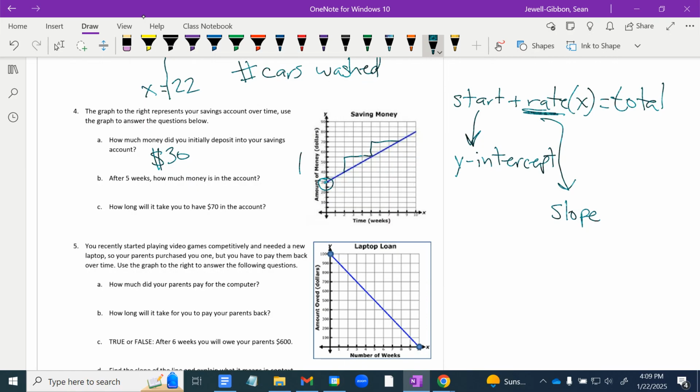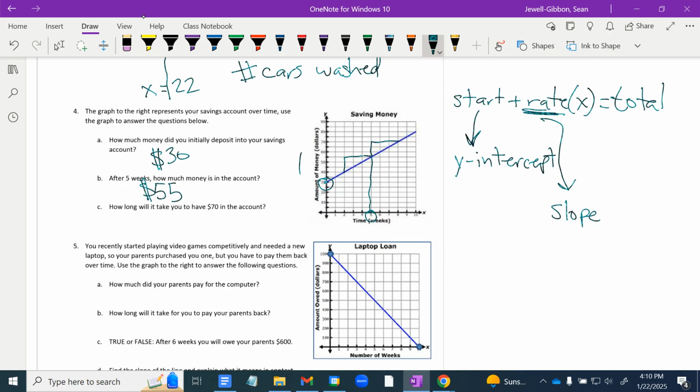Okay. The next one says after 5 weeks, how much money is in the account? So we don't have to really use rate much yet. All we need to do is know how to use our axes. So after 5 weeks, I'm looking at my graph here and I see 5 right there. How much money is in the account? All we have to do is follow this grid line up. And then if we take a look to the left here, so we're halfway between $50 and $60, that should be $55.